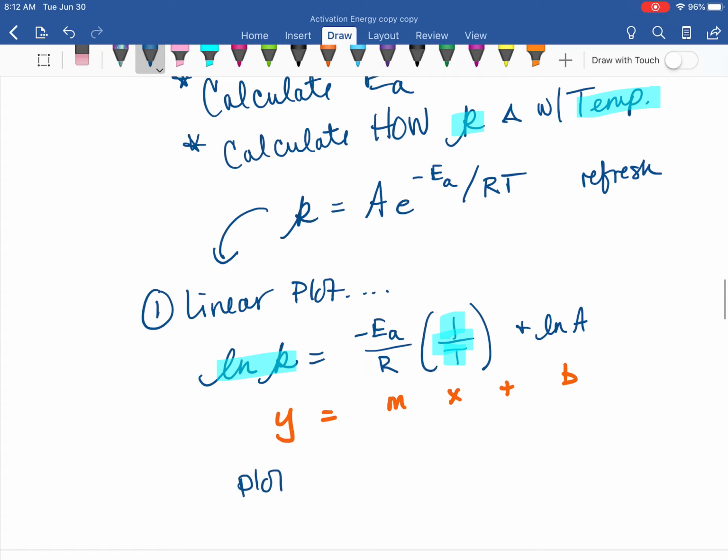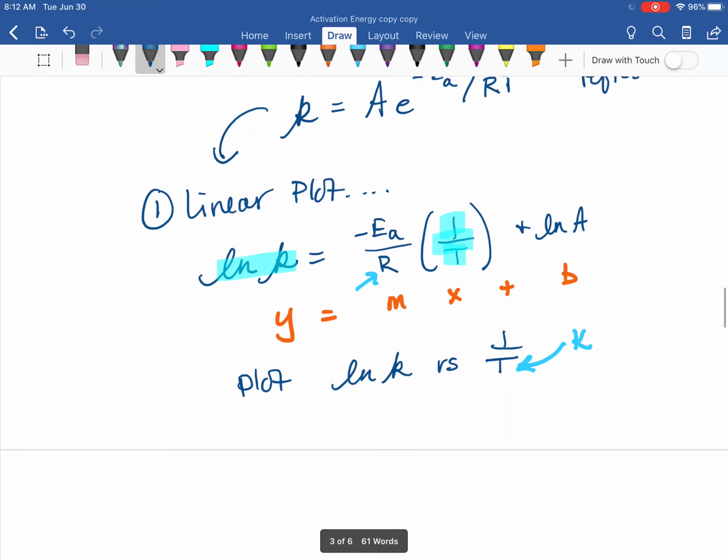So what are we looking at? We need to look at a plot of the natural log of k versus the inverse of temperature. Now, because we're using a gas constant, your temperature must be in Kelvin. Okay, mark that down. That's a pretty common mistake.